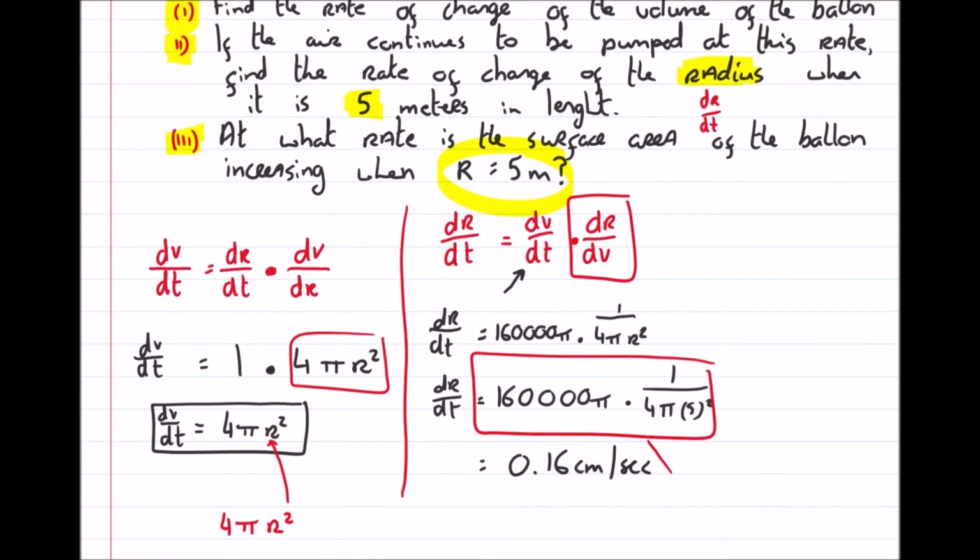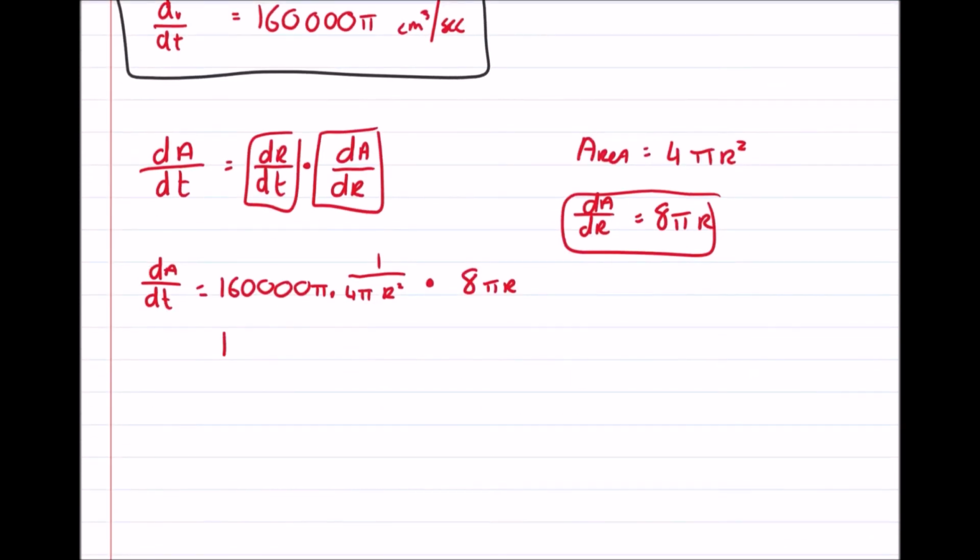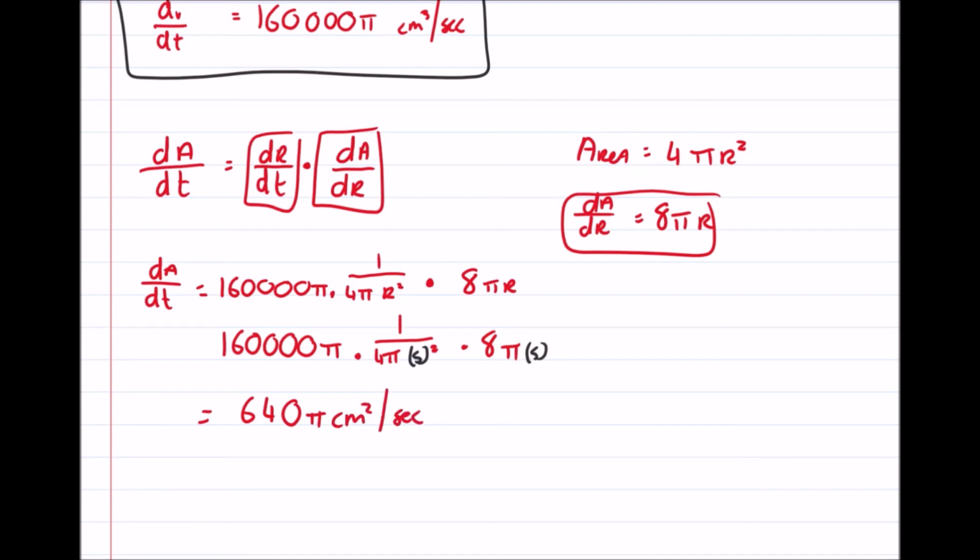And looking back at our question, we want to find it when r is 5. So 160,000 pi multiplied by 1 over 4 pi, and we put in the 5 here, squared, multiplied by 8 pi 5. And if we throw that into the calculator, we will get 640 pi centimeters squared per second.